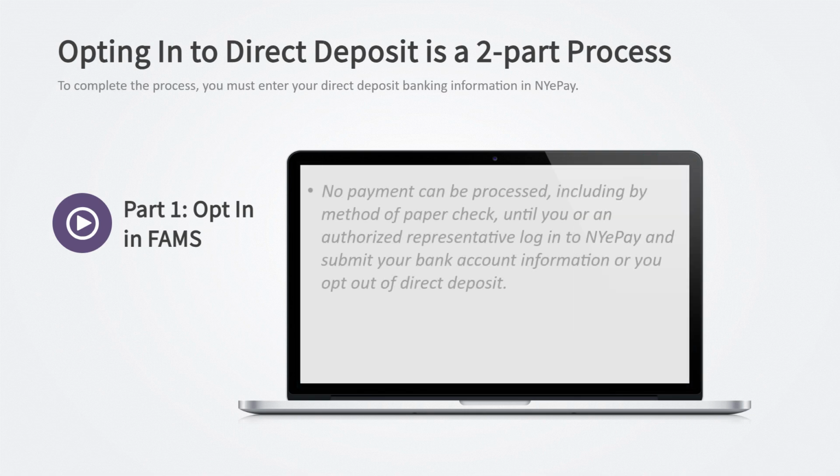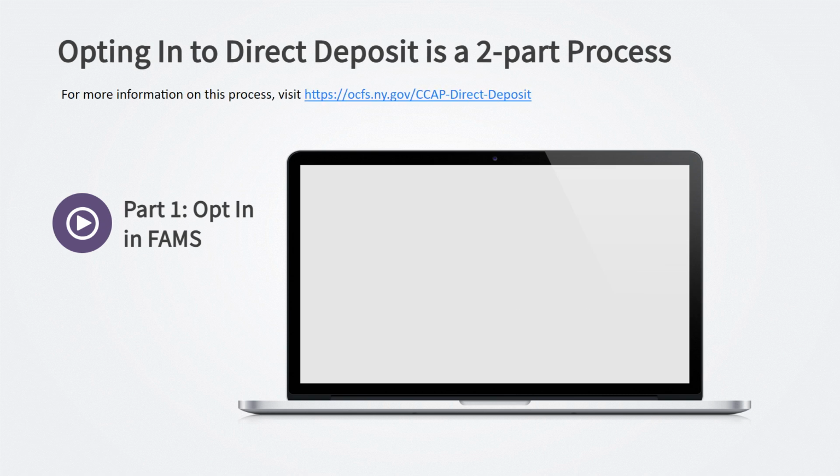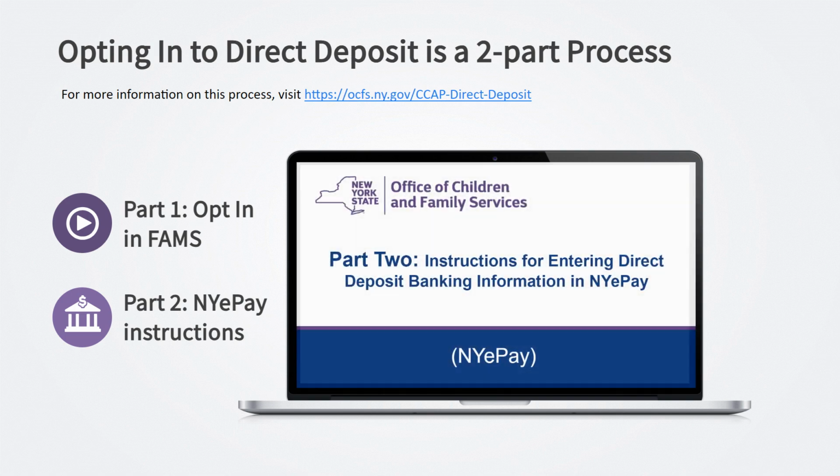No payment can be processed, including by method of paper check, until you or an authorized representative log into NYE Pay and submit your bank account information, or you opt out of direct deposit. Payments in process will be made based on what you have chosen in the system at the time the payment was set up by the district. For more information, review the Entering Direct Deposit Banking Information in NYE Pay guide on the Direct Deposit website and second part of this short video series.